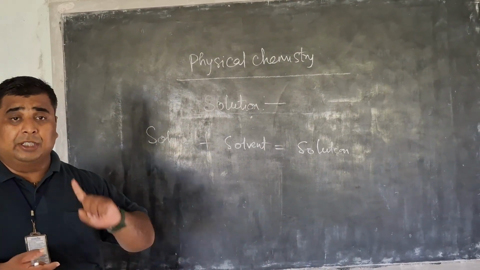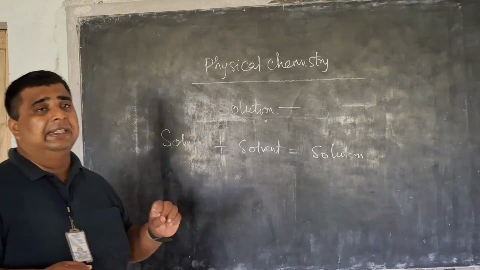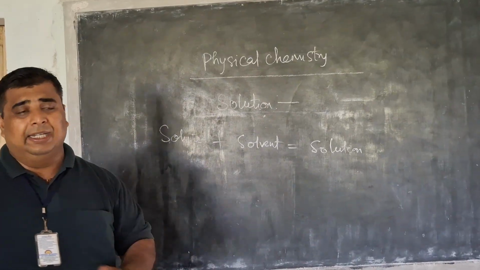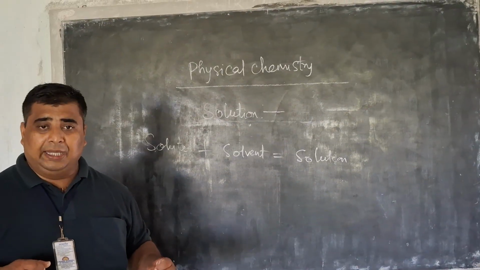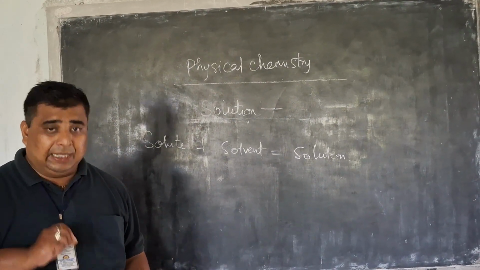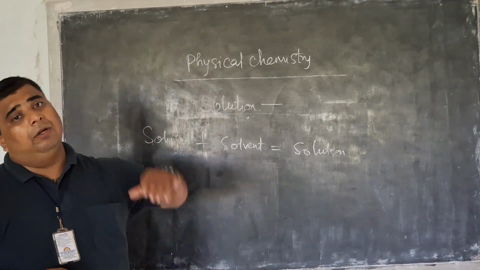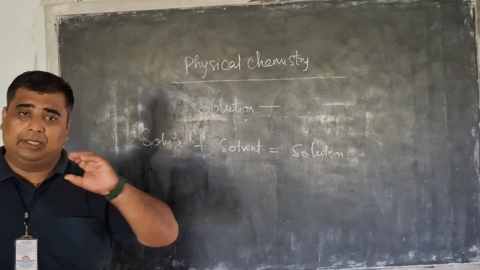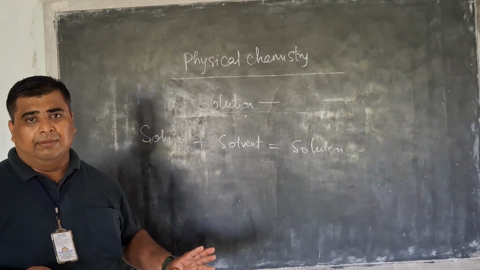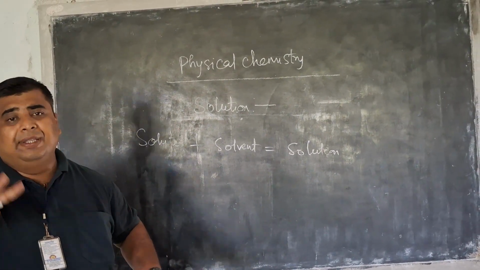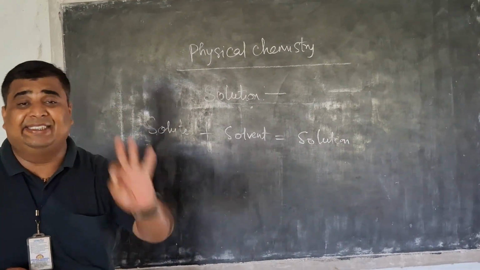Suppose I take 10 gram of sugar and 1 liter of water, and I add it, we are preparing a solution. Similarly, I take 1 kg of sugar and 1 liter of water. I mix it, and I also get a solution. But what is the difference between these two solutions? The difference is in the concentration.